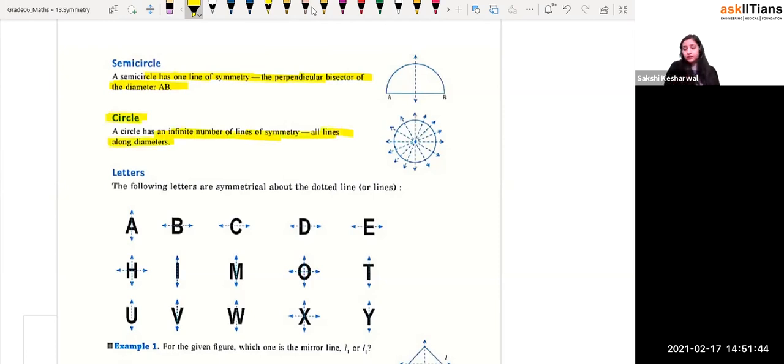Like how many diagonals? Every diameter is what? A line of symmetry, yes or no? So every diameter is a line of symmetry. So how many diameters? It means what? Uncountable, right? Uncountable, right?